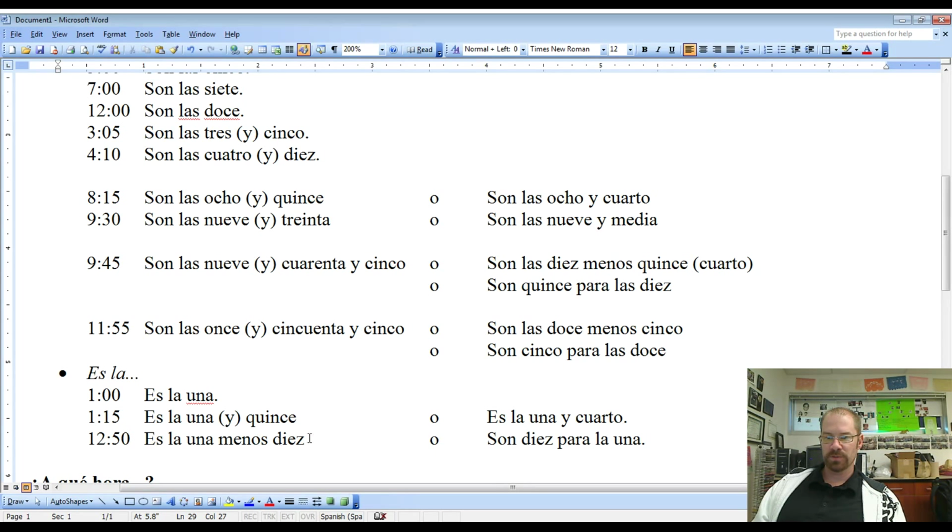So this is using the whole subtraction idea. It's 1 o'clock minus 10 minutes. Or again, I could say it's 10 minutes until 1. Son 10 para la una.